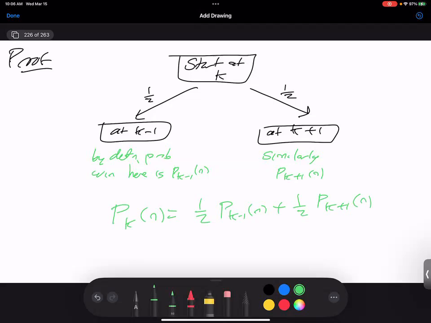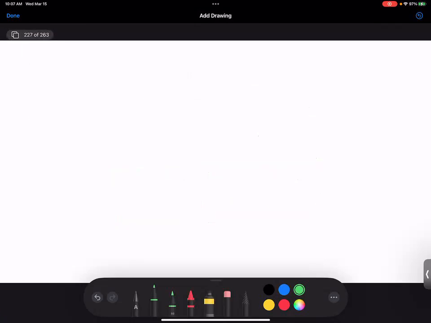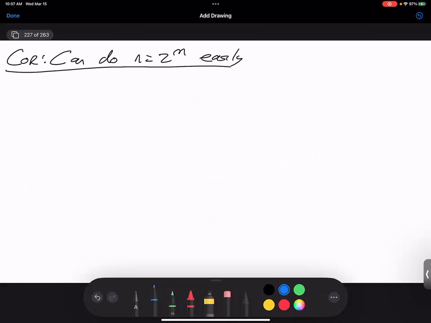So if we know the probability of two neighbors, we immediately can deduce the probability of the number between them. So in particular, as a nice corollary, we can do N equals 2 to the M easily. The reason is, we start off when M equals 1, so we would have 0, 1, 2. This is clearly 100%, 0%. By symmetry, we could argue that the middle is 50%, or we just use our lemma and we get that this is 50%.